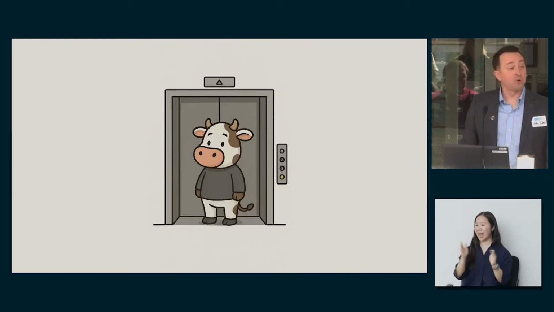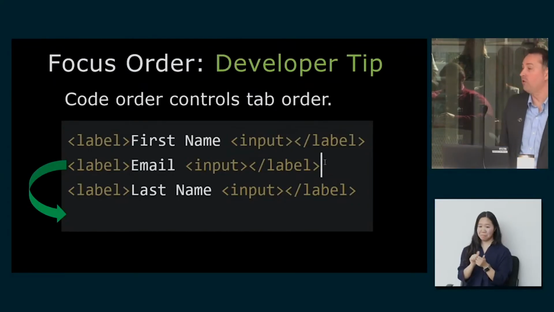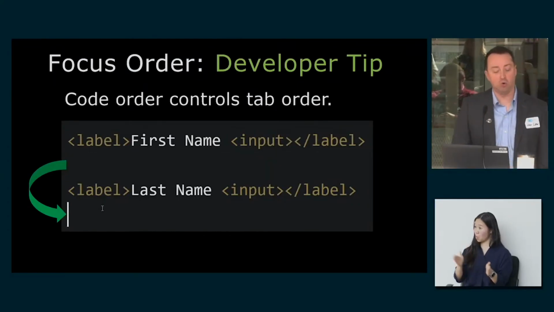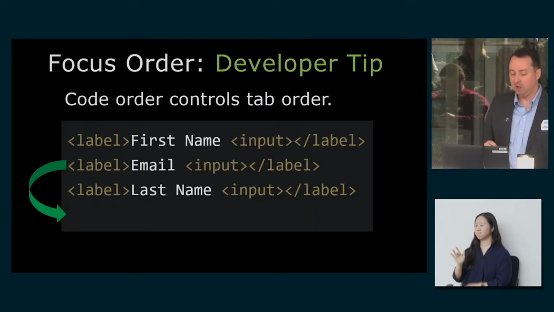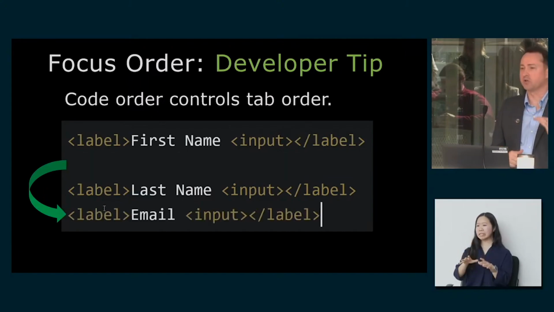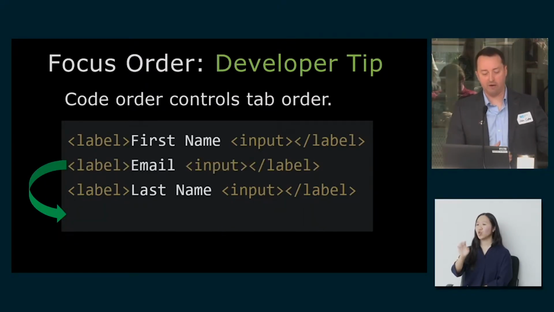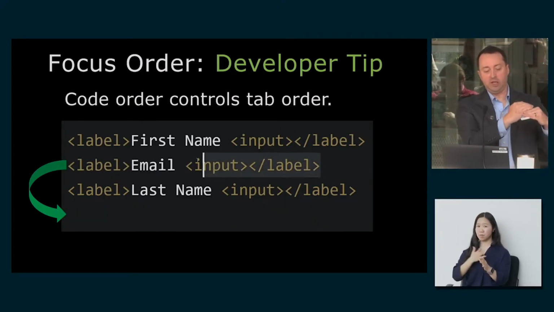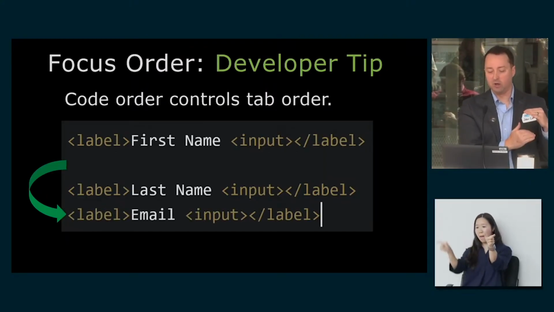So developers, this is how you are going to control the tab order. You're going to let the code order control the tab order, okay? Let the code order control the tab order. So what I mean by that is, if you're testing with the keyboard and all of a sudden the tab order starts going wonky, the way to fix it is to move your code around. In my example here, I'm just moving the email text box below the last name, and that is fixing the tab order problem.